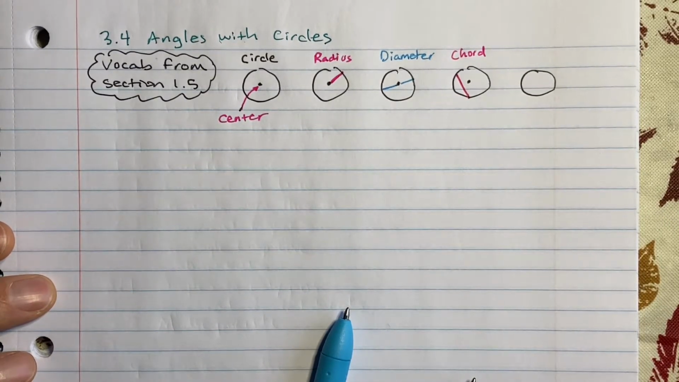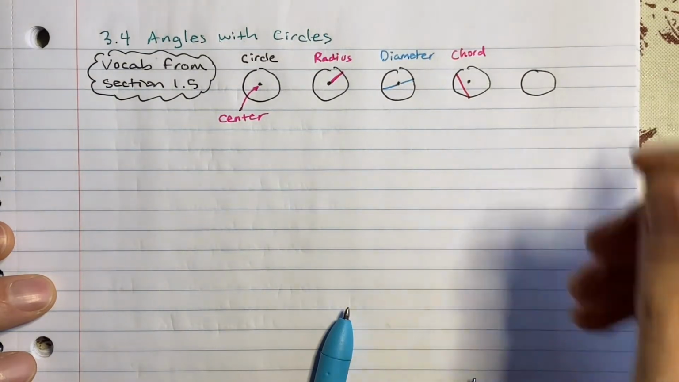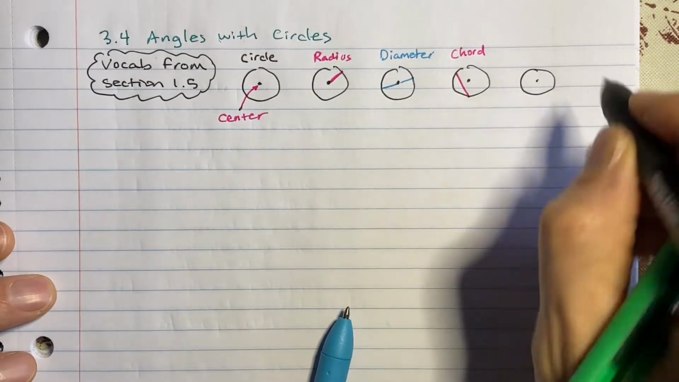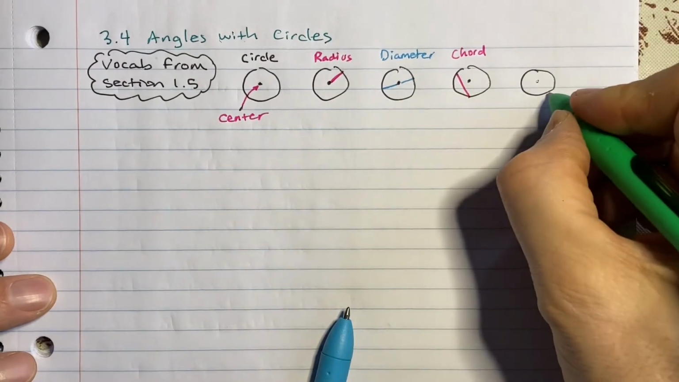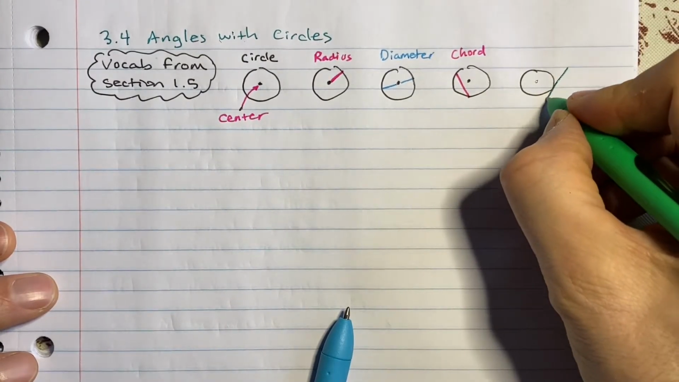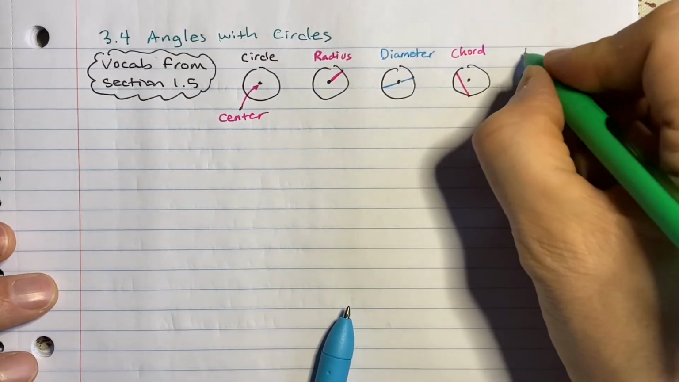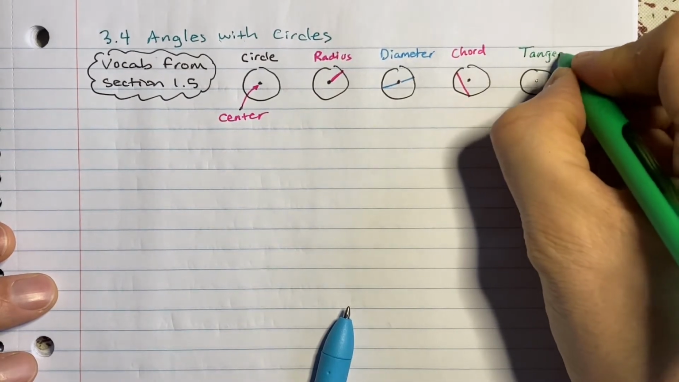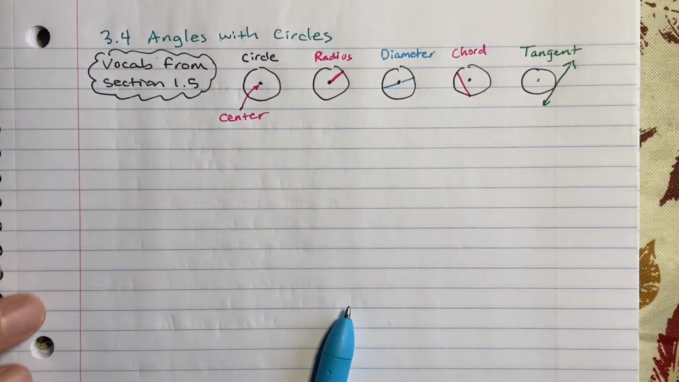And then our last figure, we need to mark the center of the circle, and then we're going to draw in a line that just brushes up against the edge, and that is called a tangent, or a tangent line.